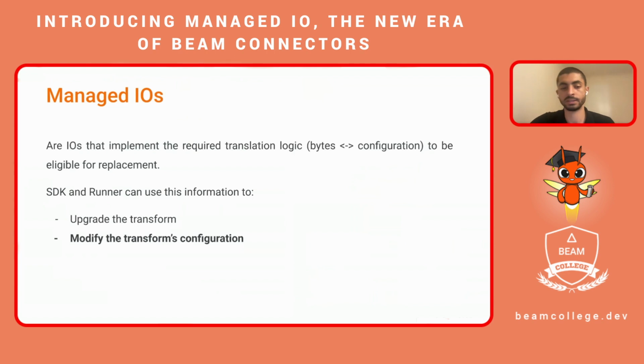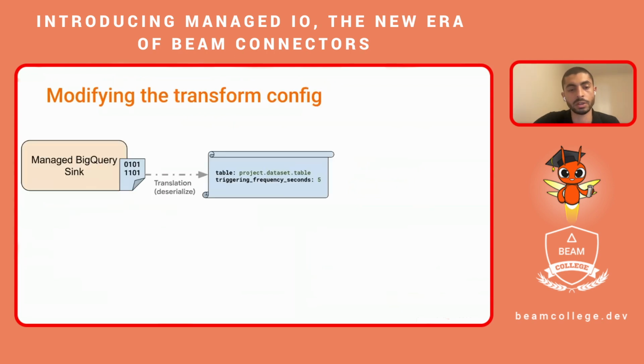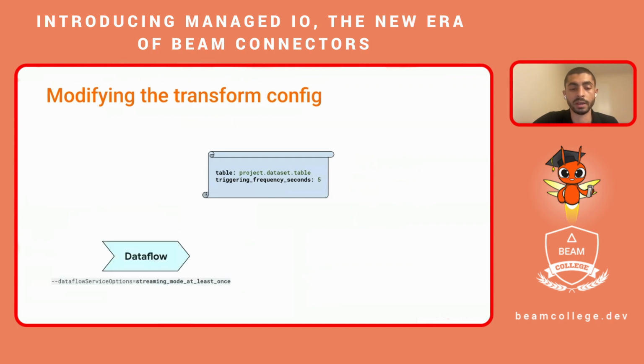So one other benefit is that the runner itself can come in and modify the transform configuration. As an example, this is a real example that currently works: the managed BigQueryIO sink with the Dataflow runner. So here we have a normal configuration for BigQueryIO. The Dataflow runner will come along and check to see if this Dataflow option is set. And just briefly, this option just tells Dataflow that the user is okay with duplicates.